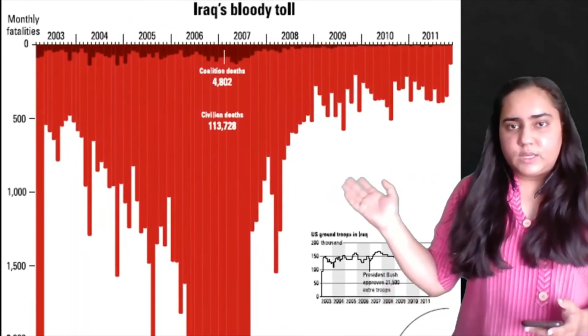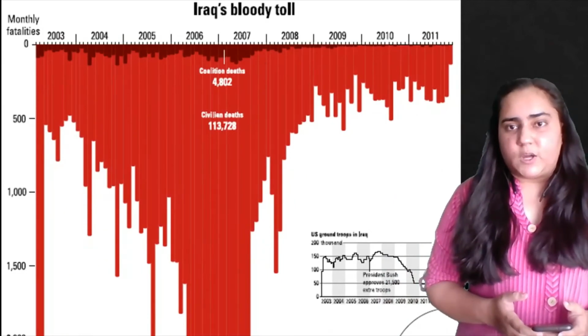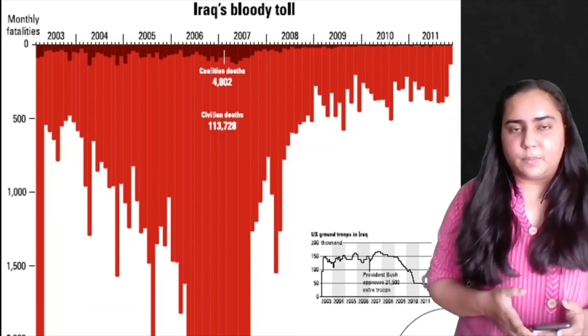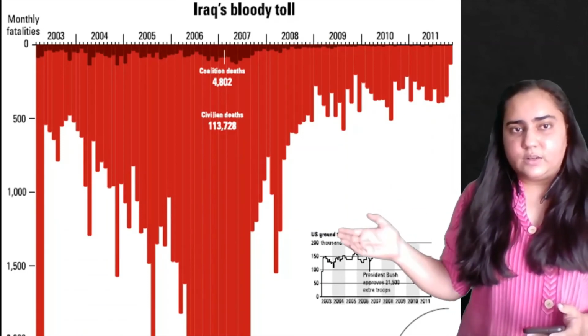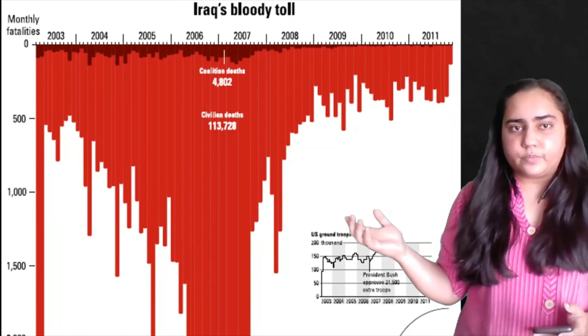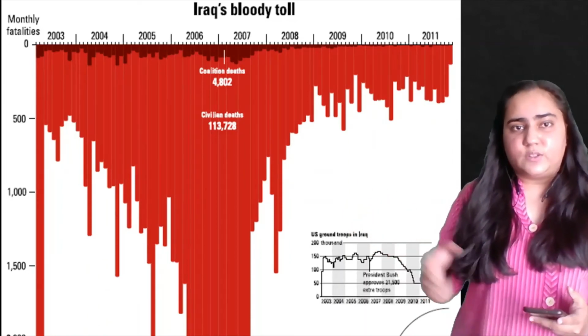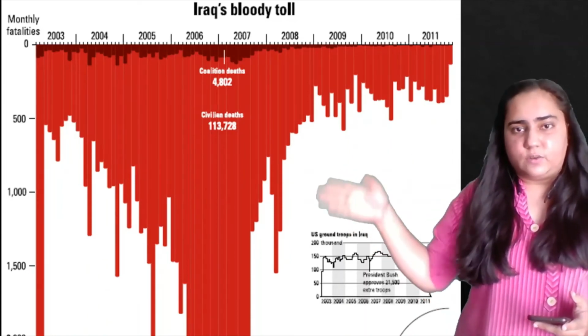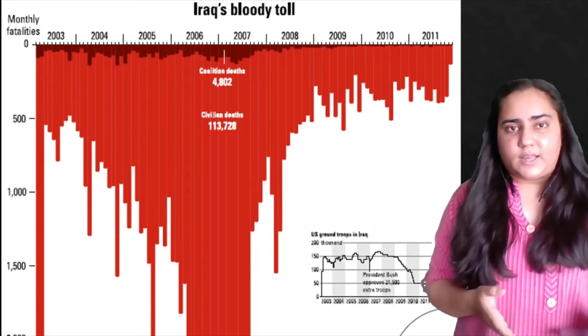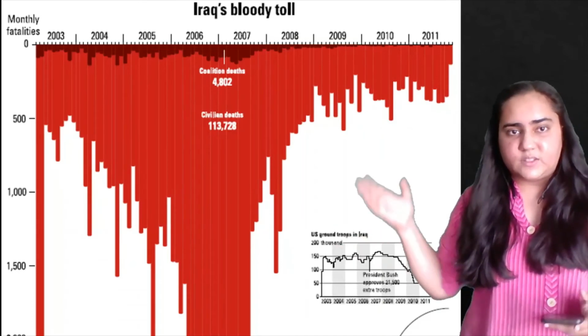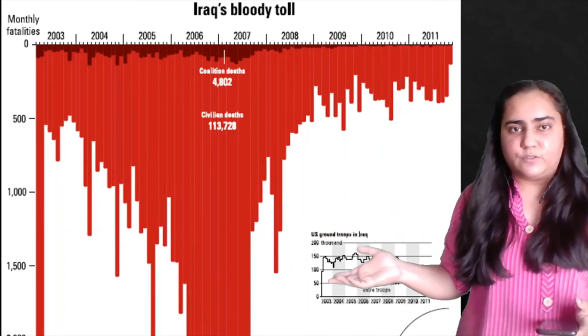So now you can see what exactly it is. You can see Iraq's bloody toll. That's what the graph says. Okay. So how many people got killed, or how many monthly fatalities were there. So you can see monthly fatalities are given right on the axis, the y-axis, and you can see all the numbers there, 0, 500, 1000, 1500.